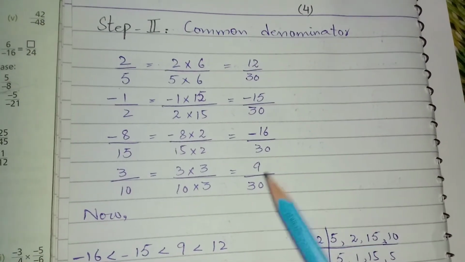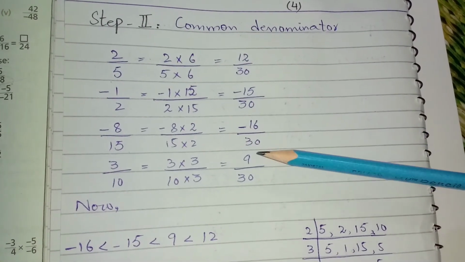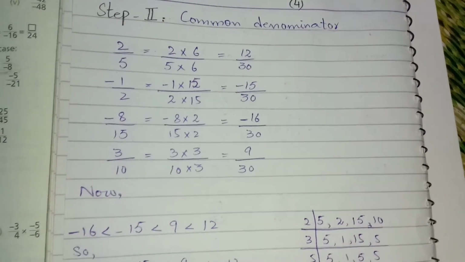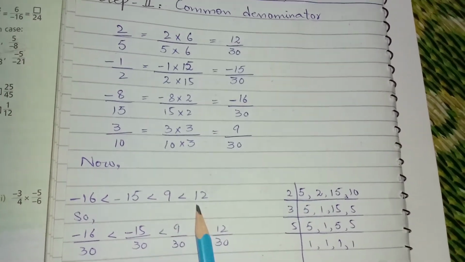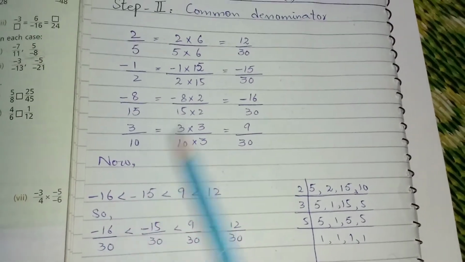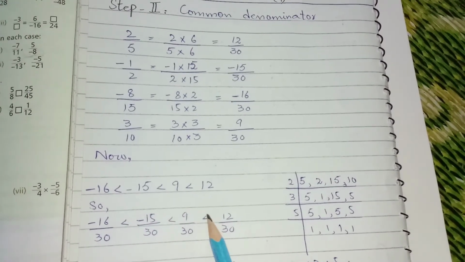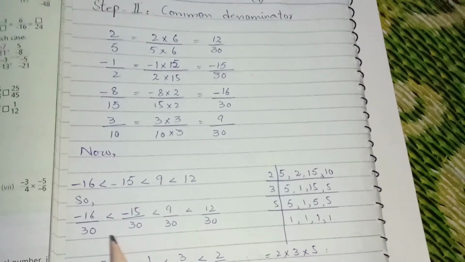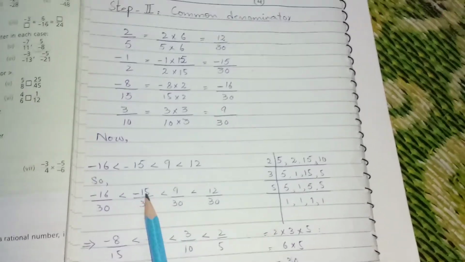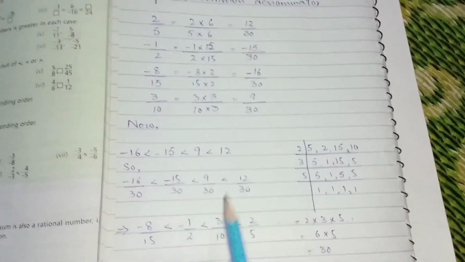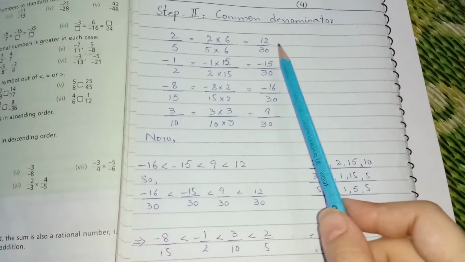Now we compare their numerators: minus 16 is less than minus 15, minus 15 is less than 9, and 9 is less than 12. So in order, minus 16 over 30 is less than minus 15 over 30, which is less than 9 over 30, which is less than 12 over 30. Now we put the original values: minus 16 over 30 is minus 8 over 15, minus 15 over 30 is minus 1 over 2, 9 over 30 is 3 over 10, and 12 over 30 is 2 over 5.